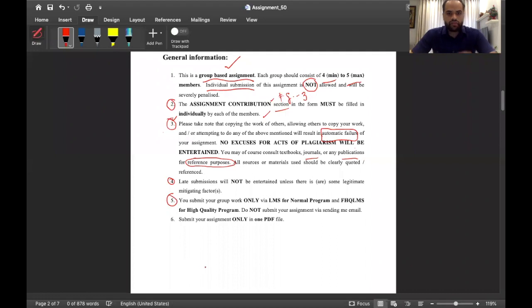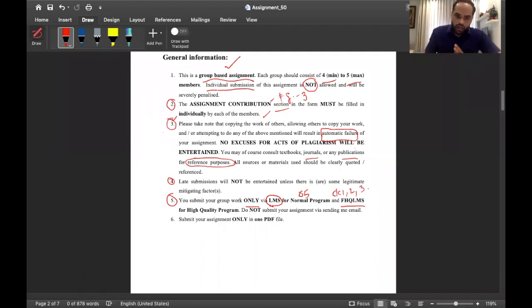Number 5, you submit your group assignment only through the learning management system. For the normal program, which is class 05, and the high quality students, which is CLC 1, 2, and 3, you all will submit through FHQLMS, the platform I normally use to provide you information. I already created submission dates for you. Just submit over there. Don't ask me again, teacher, do I have to submit on LMS or FHQLMS. Whatever platform I use to communicate with you, which is LMS for the normal program and FHQLMS for the high quality program, you use these platforms to submit your assignments.